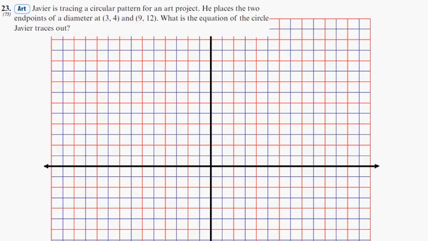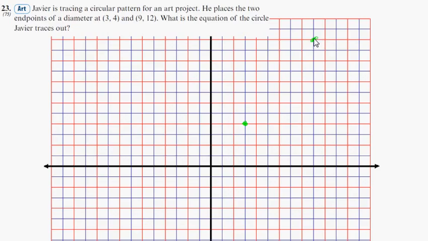We know the endpoints of the diameter are at 3, 4. So we've got 1, 2, 3, 1, 2, 3, 4. Okay, so there's one of our endpoints of the diameter. The other one's at 9, 12. So here's 3, 4, 5, 6, 7, 8, 9, and then 1, 2, 3, 4, 5, 6, 7, 8, 9, 10, 11, 12.